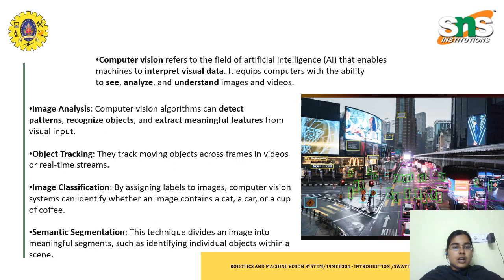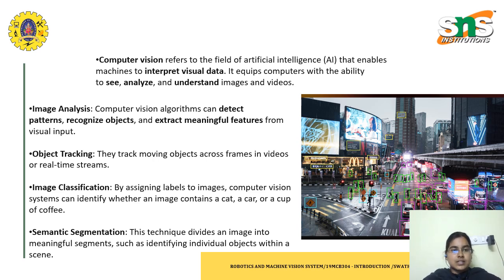Next, computer vision. Computer vision refers to a field of artificial intelligence that enables machines to interpret visual data. It equips computers with the ability to see, analyze, and understand images and videos. So the first step is image analysis. Computer vision algorithms can detect patterns, recognize objects, and extract meaningful features from the visual input.